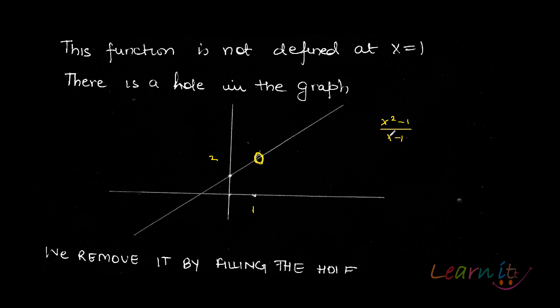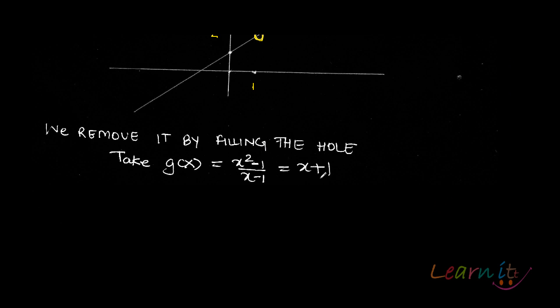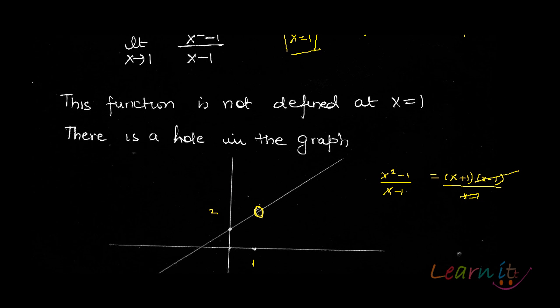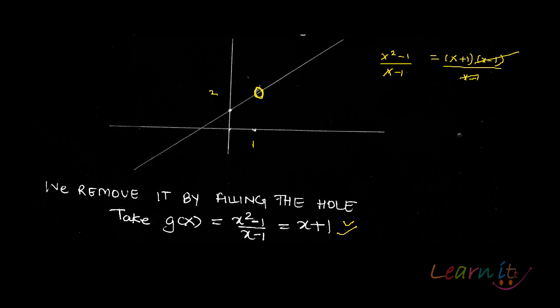Just carefully look at what this function will almost look like. I can open up the numerator. So, this function will almost look like the function x plus 1. So, we can take a new function g(x) equals x plus 1, and that would be a continuous function. So, what we can do is we can just fill in the gap, and we can do away with the discontinuity. Okay? Because what will happen then, from the left hand side, right hand side, and at 1, the limit will be 2. So, my function will be continuous at this point.